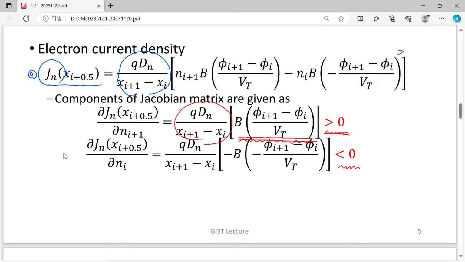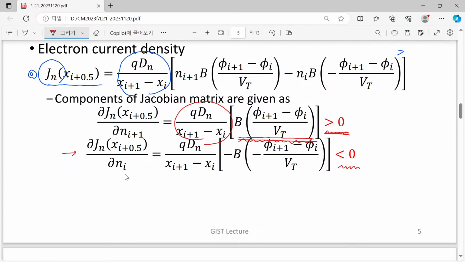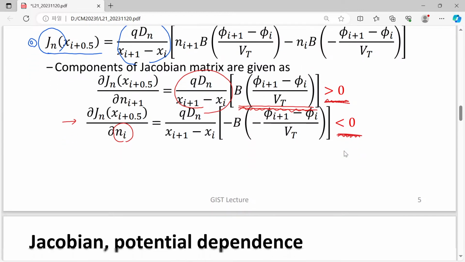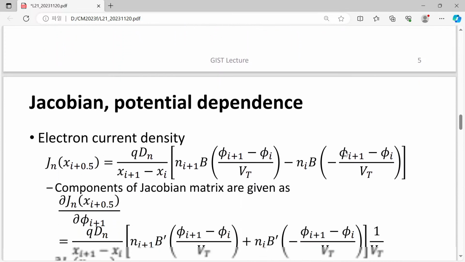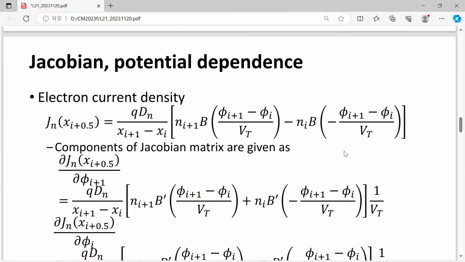On the other hand, the partial derivative with respect to the electron density at a central node, or ith node, can be always negative. Okay, so let me just emphasize this one later. So in the previous slide, I just considered the partial derivative with respect to n sub I plus 1 or n sub I.